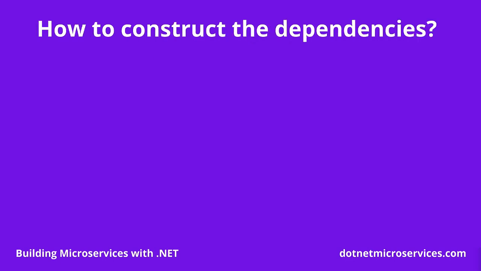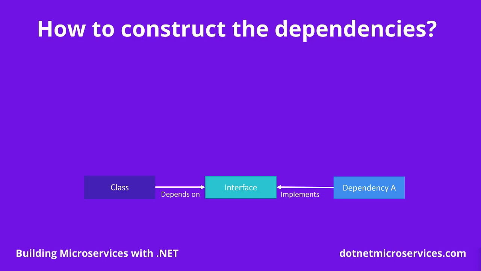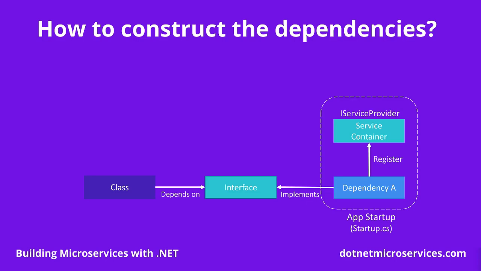Now that our code is decoupled from these dependencies, we have a new problem. How and who is going to construct the dependencies? Imagine once again that we have our class, which depends on an interface implemented by dependency A. Since our class cannot construct the dependency directly, because it only knows about the interface, a third actor comes into play, which is called the service container, which in ASP.NET Core is known as IServiceProvider. During application startup, which typically happens in Startup.cs in ASP.NET Core apps, we would register our dependencies with the service container, and this one in turn builds a map of all the registered dependencies.